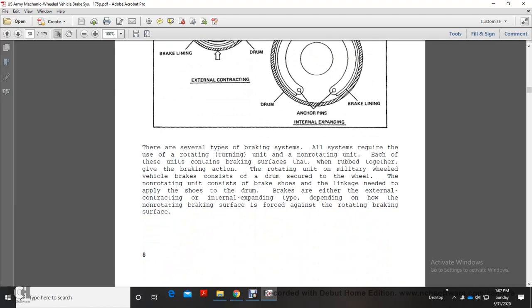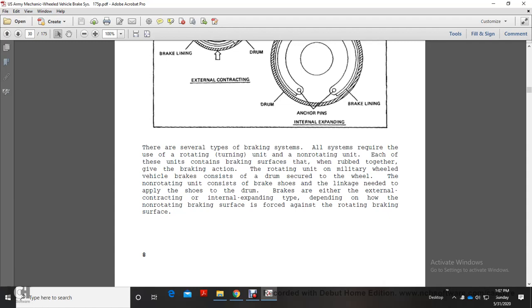There are several types of braking systems. All systems require a rotating unit and a non-rotating unit. Each of these units contains a braking surface, and the surfaces rub together to give the braking action. The rotating unit on a vehicle with wheel brakes is the drum, which turns with the wheel. The non-rotating unit is the brake shoe.